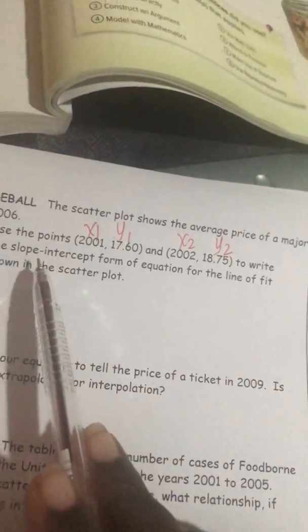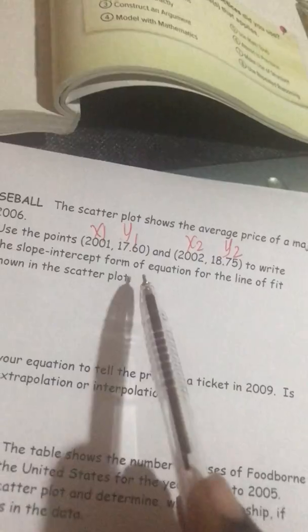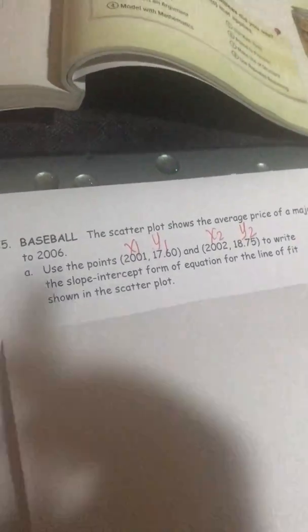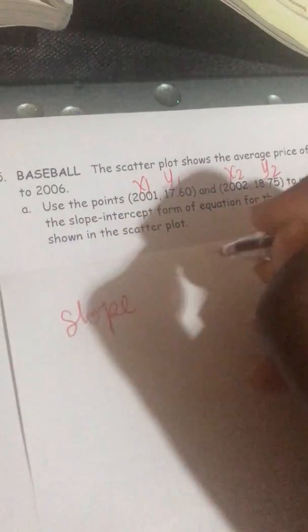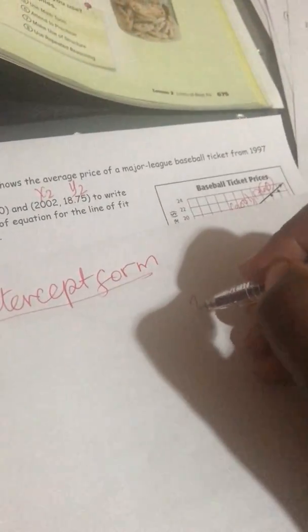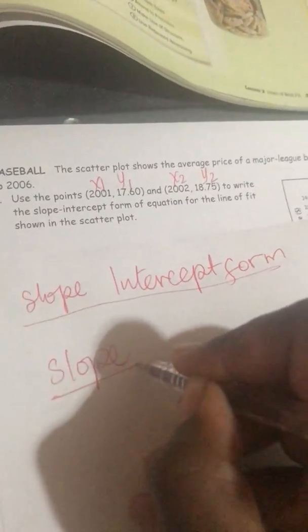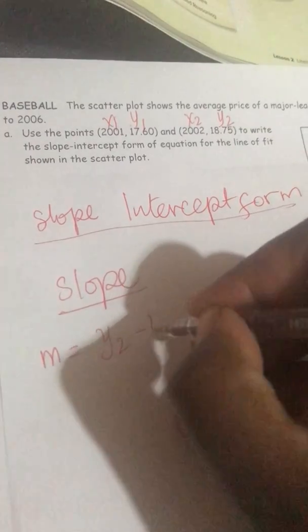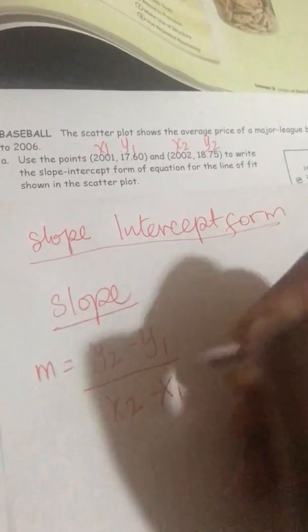And then it says you write the slope-intercept form of the equation for the line of best fit shown in the scatter plot. Now you remember, where did we learn slope-intercept form? In term 1. So slope-intercept form, remember, you find the slope and you find the y-intercept. I told you everything I teach you this year will be related. There is no forgetting. There is no saying, Miss Lillian, oh, this is term 1 work. What do I need to remember? You need to remember. How do I find slope? M equals y2 minus y1 over x2 minus x1.